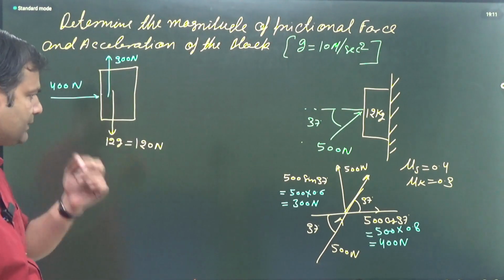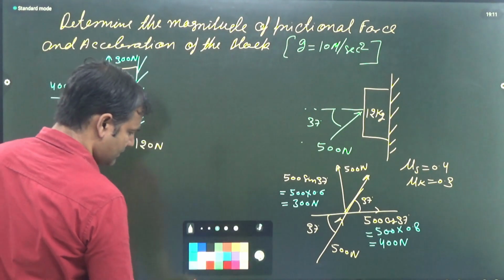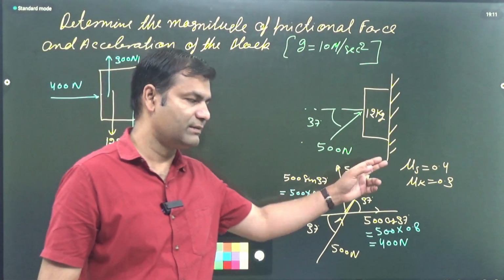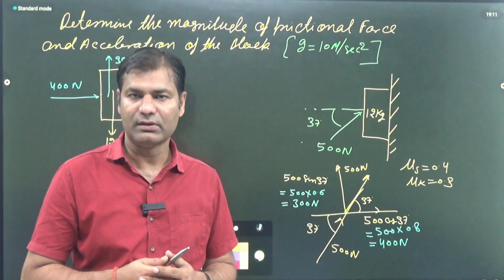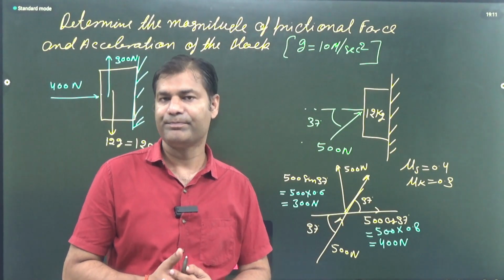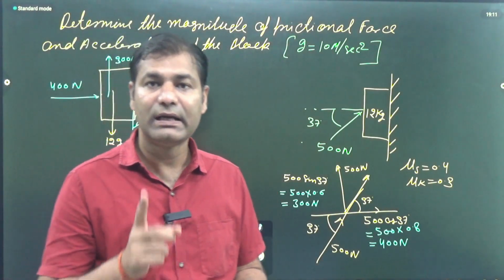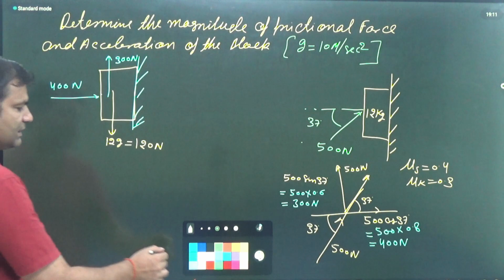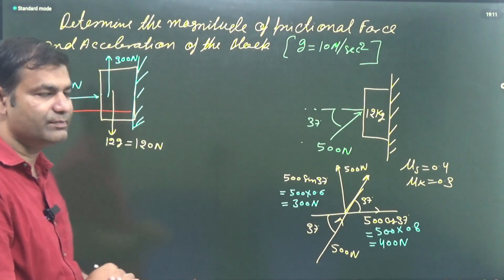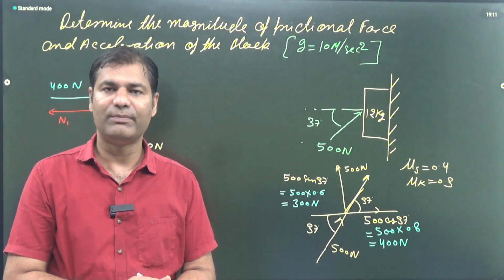Okay, clear or not? Second one, is the surface smooth or rough? That is a rough surface. Why? Because here the static coefficient and the kinetic coefficient are given. It means the surface is rough. So a rough surface applies two forces. First one, normal force, always perpendicular to the surface. And second one, it is parallel to the surface, but opposite to the applied force.